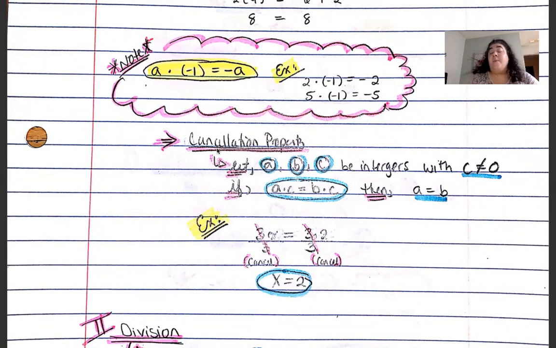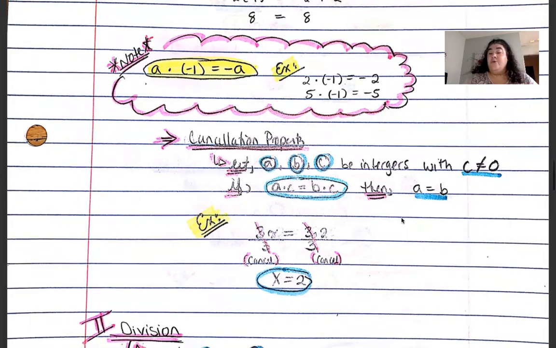The cancellation property says that if we let A, B, and C all represent integers, where we make sure that C is not equal to 0, so C can be any other integer but not 0, then if the product of A times C is equal to the product of B times C, we can cancel out the C's, and A has to be equal to B.